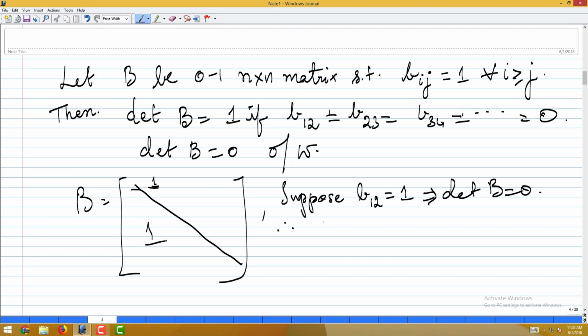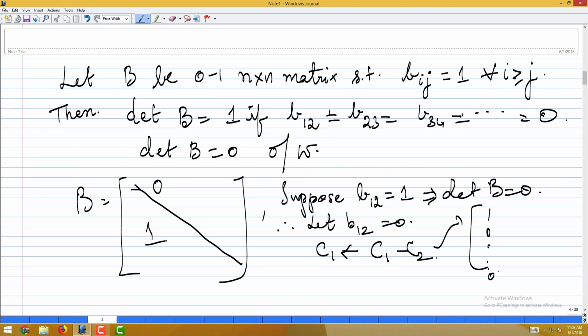So, therefore, let us assume B12 is equal to 0. Now look at these columns. Let us rewrite column 1 as column 1 minus column 2. I am just doing a column operation to reduce this matrix. My first column becomes C1 minus C2. In C2, with this second assumption, this entry B12 is 0 and all the other column values are 1. If we subtract, the first column now becomes 1 followed by zeros, and we are not disturbing any other column.